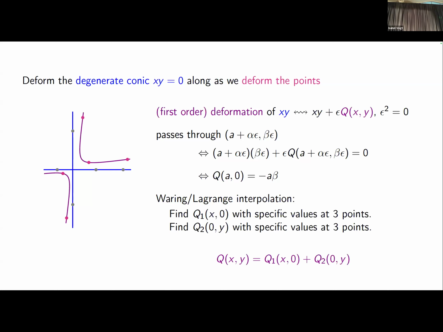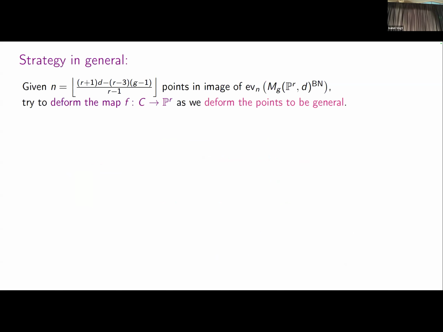All right. So the strategy in general is quite similar. I fix the correct number of general points that are in the image of the evaluation map. That means they live on some Brill-Noether curve of degree D and genus G in P^r. But those points may not be general, just like the 5 points on the broken conic. They may not be general points. But then I'm going to ask, can I deform the map that gives rise to those points as I deform the points to be general?